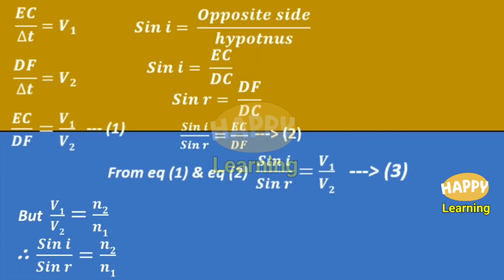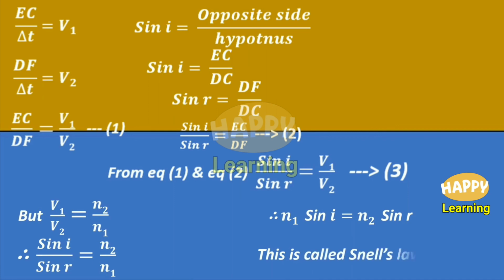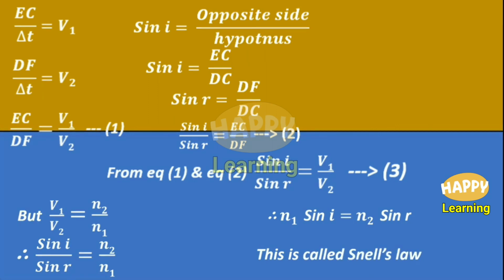On cross multiplication, we get n1 sin I is equal to n2 sin r. This is called Snell's law.